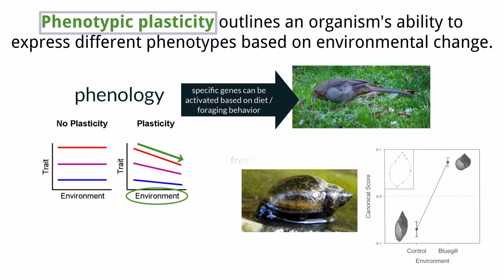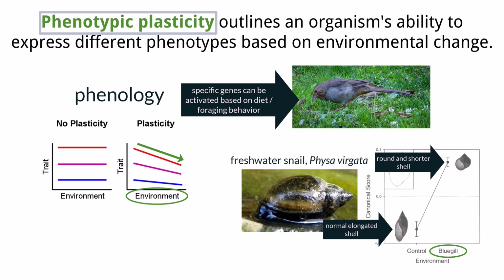One example is the freshwater snail, Physa virgata. The snail normally has an elongated shell, but when its predator, the bluegill fish, is present, a phenotypic change occurs. The genes are expressed slightly differently, causing the shell to be less conical and more rounded and shorter. This makes it more difficult for the bluegill to crush. This is not considered a mutation, as the genotype does not change. The snail still has the same alleles, but it is able to silence and express genes in different combinations to change the shape of the shell.